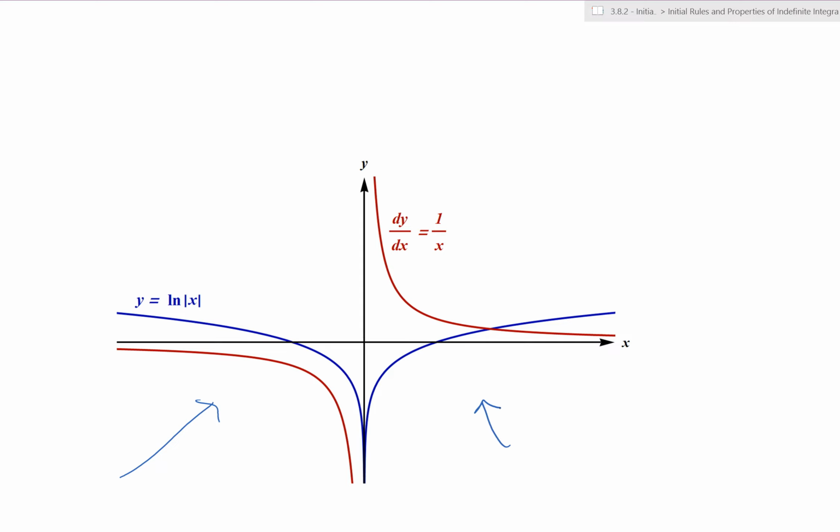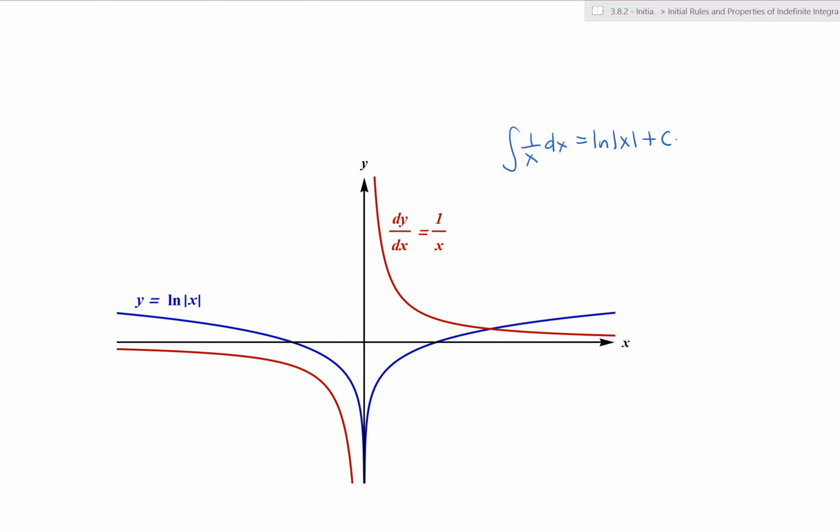And so now we can see is, okay, if I'm asked to find the indefinite integral of 1 over x dx, that's that red graph there, right? And that is the derivative of the natural log of the absolute value of x. So that's a big result, and take note of it, add it to the list. And that, my friends, is the end of this video.